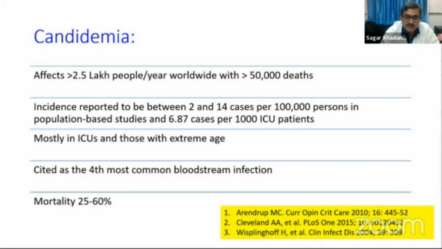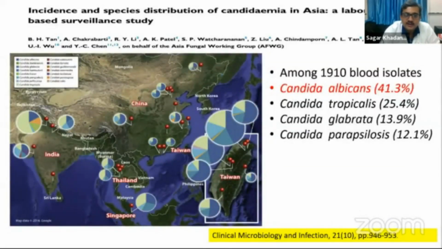Of course, the first bloodstream infection has to be gram-negative sepsis. Mortality in candidemia is about 25 to 60%. If you look at the global presence of candidemia and look at India, this data has been published by Chakravarti et al. In India, the most common organism is again Candida albicans, but Candida non-albicans are fast growing in India and all across. After Candida albicans, the list in order is Candida tropicalis, glabrata, and Candida parapsilosis.